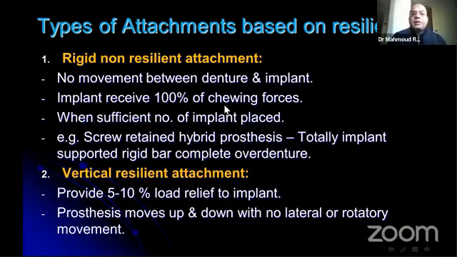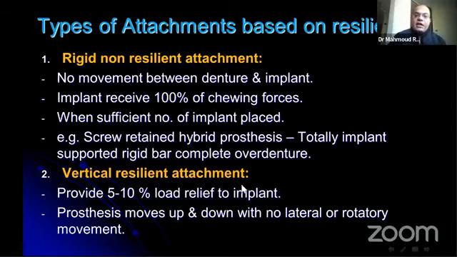Okay, types of attachment based on resiliency can be classified into rigid non-resilient attachment. Here, no movement between the denture and the implant. This is a very rigid connection. The implant receives 100% of shearing forces. When a sufficient number of implants are placed, we can use this type. It can't be used with a few implants. An example of this type is the screw-retained hybrid prosthesis such as the all-on-4 prosthesis and the totally implant-supported rigid bar complete overdenture.